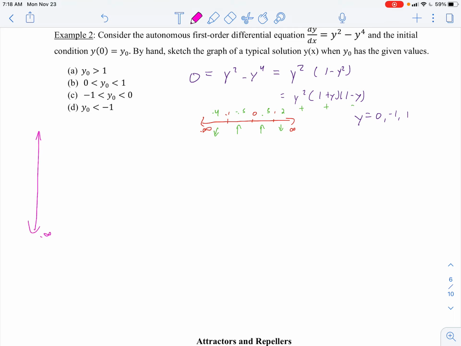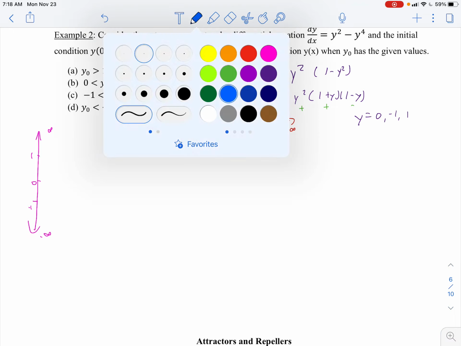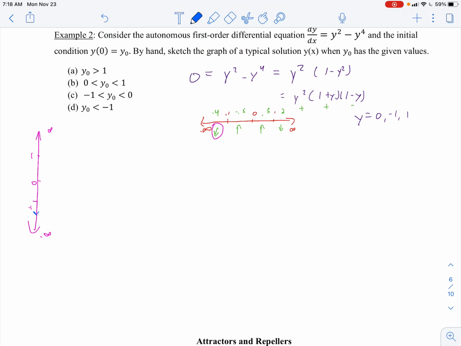And we can say negative infinity to positive infinity, negative 1, 0, and 1. And this tells us what our slope fields are doing. So from negative infinity to negative 1, it's going down, so all of our slope fields are going to be pointing down. From negative 1 to 0, all of them are going to be pointing upwards.